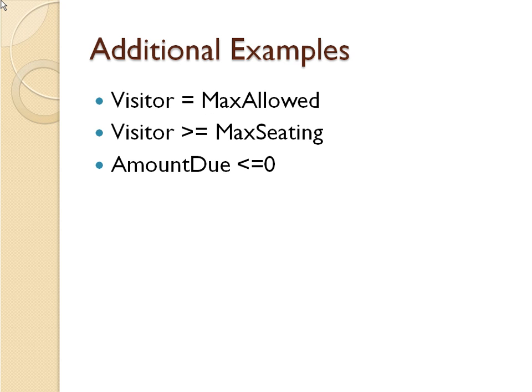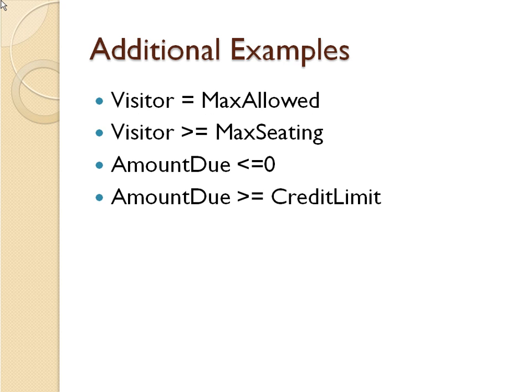We could look for somebody who has a credit limit or has paid off their bill by asking if the amount that they owe to the credit card company is less than or equal to 0. So the first two we saw examples where the object was a memory variable. In the third one, the object is a literal or a constant. And in the fourth one, sort of the same thing.